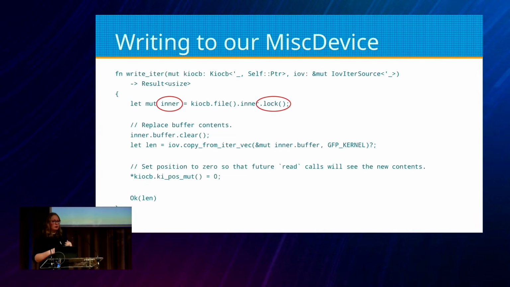And for those of you who follow what's going on in the kernel, this is actually something we're gaining in C as well. The idea is that inner basically is this object that represents that we own the log right now. And it has a destructor so that when it goes out of scope, it's going to unlock the mutex.